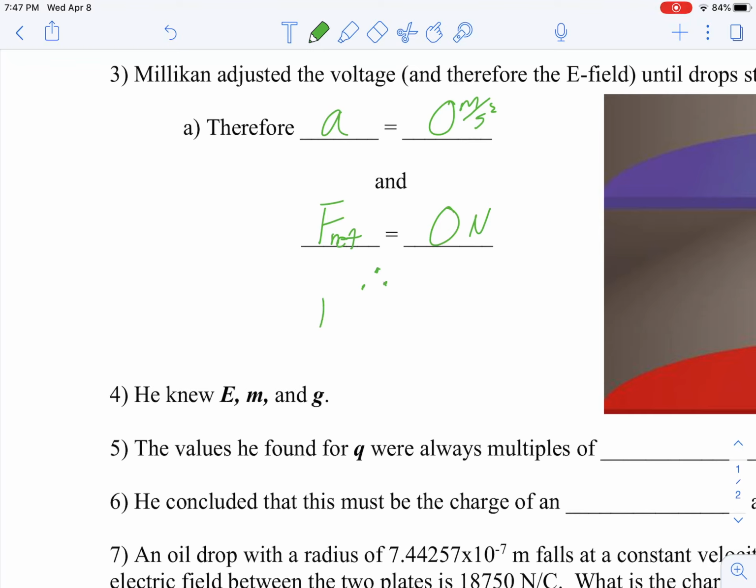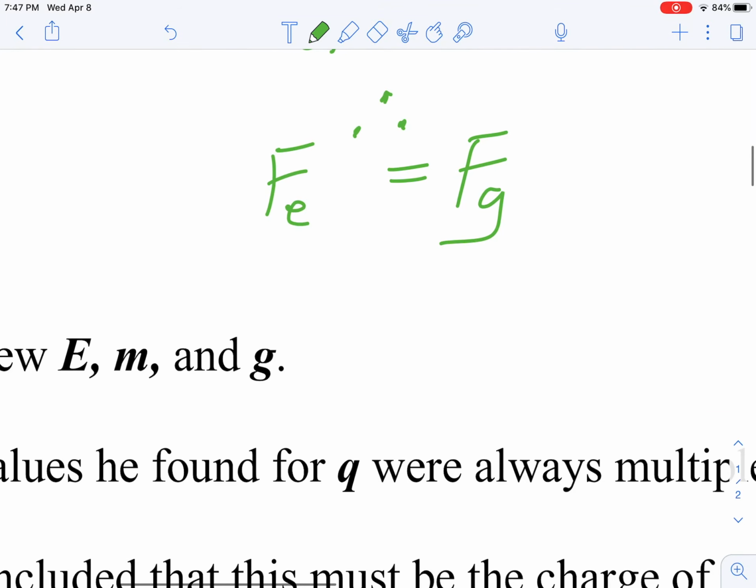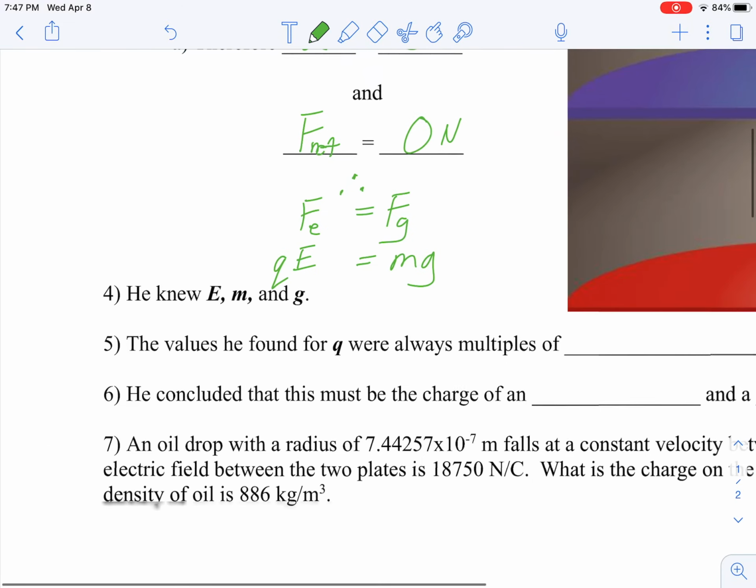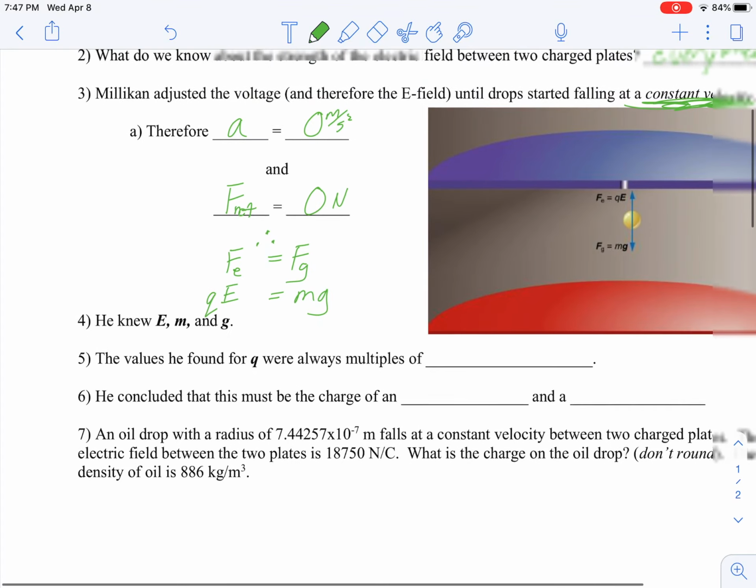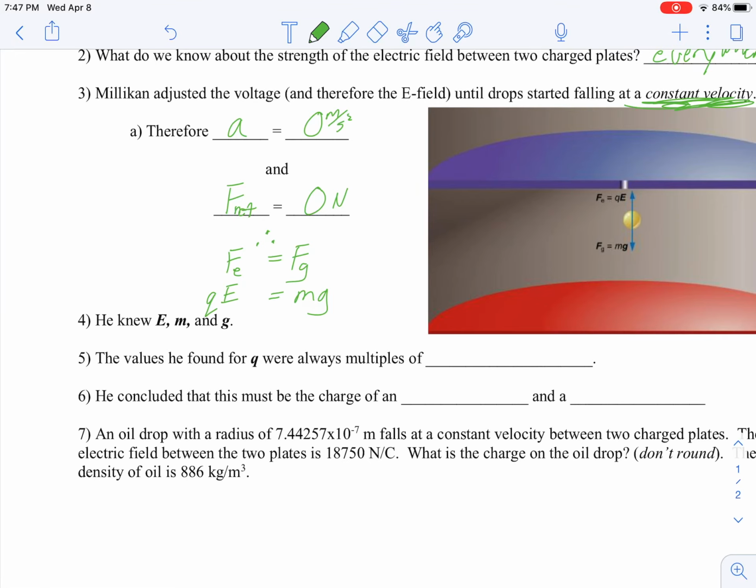Therefore, we can keep going with this: the electrostatic force would be equal to the force of gravity. Therefore, Q times the electric field equals mg. Now, Millikan was able to figure out what E was because he knew the voltage and the distance between the plates. He knew what m was by looking at the size of the oil drop. And of course, he knew what little g was, so he was able to find Q.